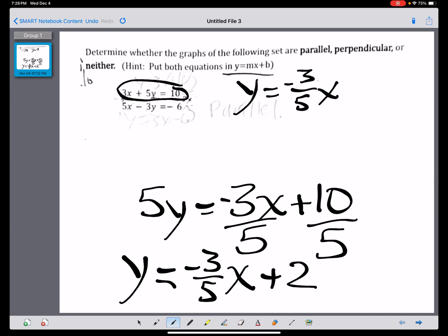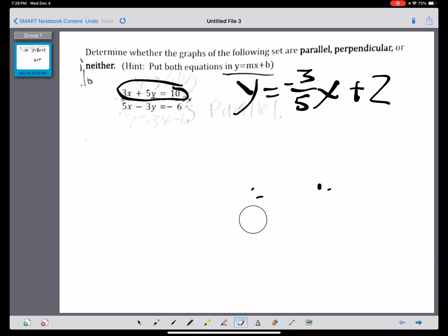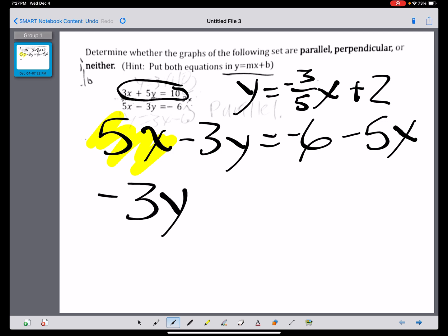Now we'll have to do the same for the second equation. Let's make some space here for that. Okay, so we have 5x minus 3y equals negative 6. So once again, we'll eliminate this 5x, and we'll do that by subtracting 5x on the other side. That leaves us with negative 3y equals negative 5x minus 6.